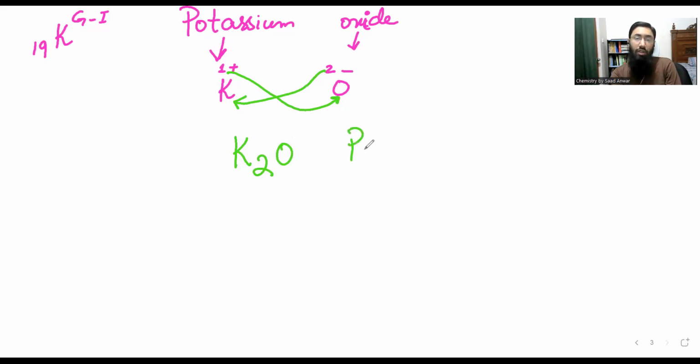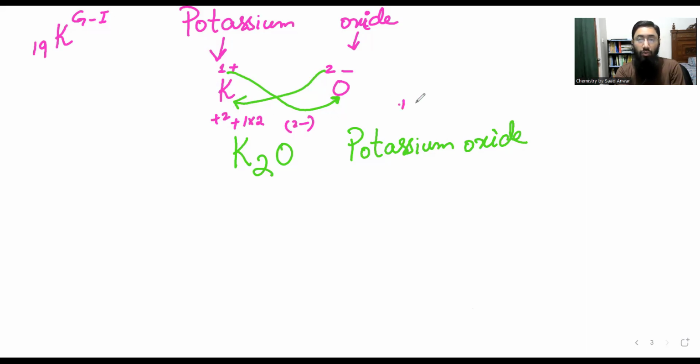The final formula should be neutral. What does this mean? Potassium has +1 charge, oxygen has -2 charge, but here we have taken 2 potassium because it becomes K2. So +1 multiplied by 2 means +2. +2 and -2 is equal to 0. So the overall compound charge should be 0.